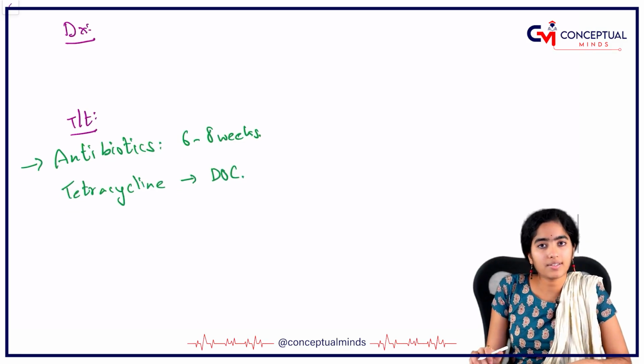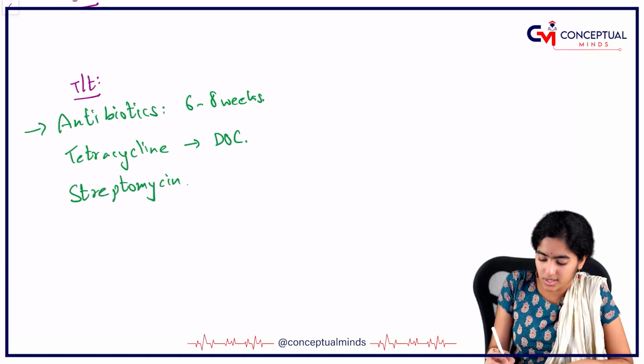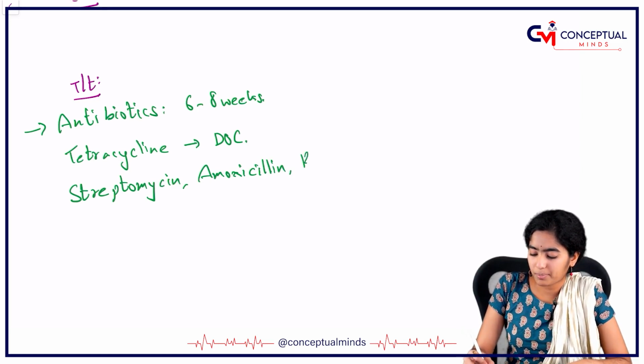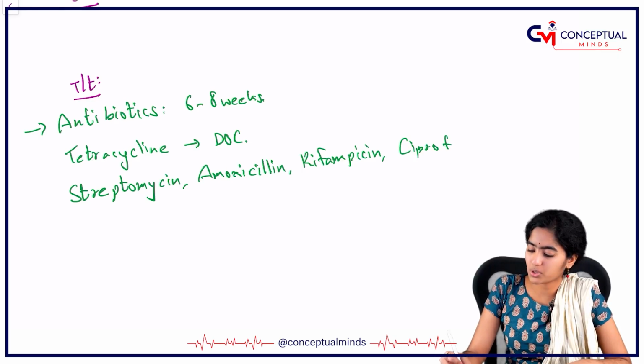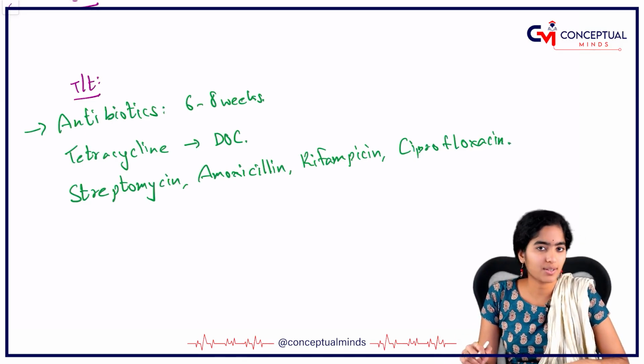Along with tetracycline, some other drugs can also be used, such as streptomycin, amoxicillin, or rifampicin and ciprofloxacin have also been used. This is when it's not possible to use tetracycline, or there is resistance to tetracycline, then we can use any of these drugs.